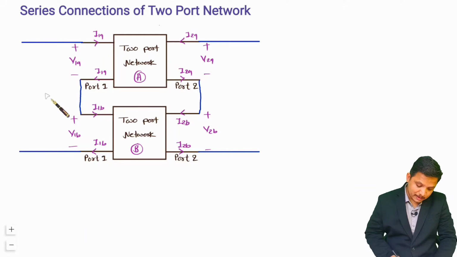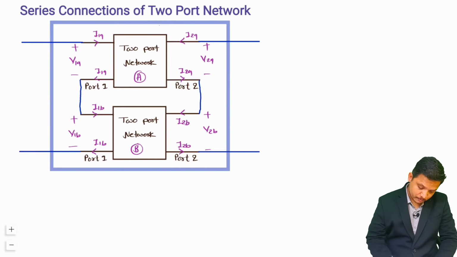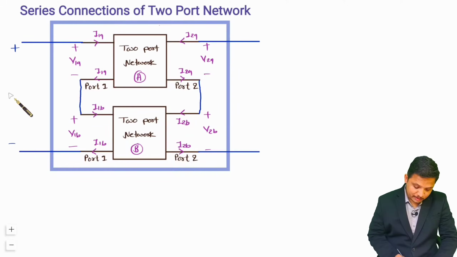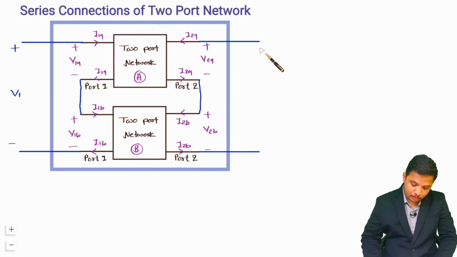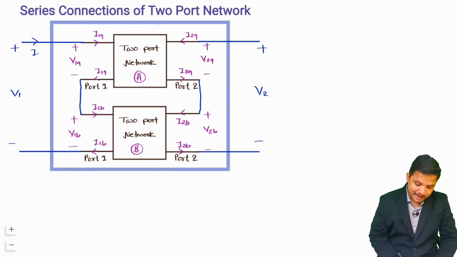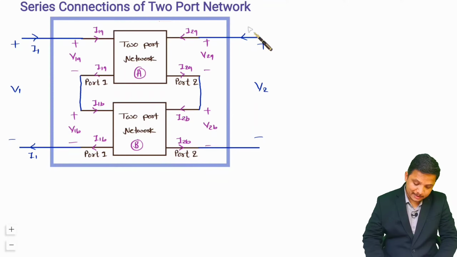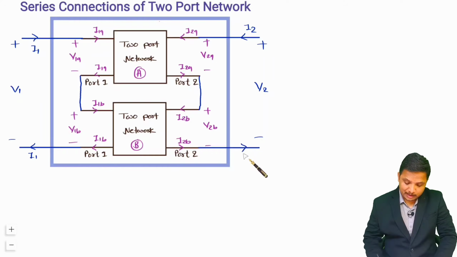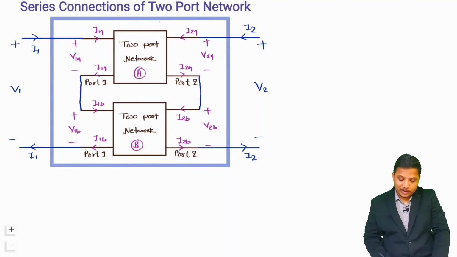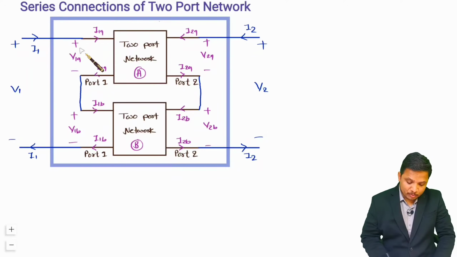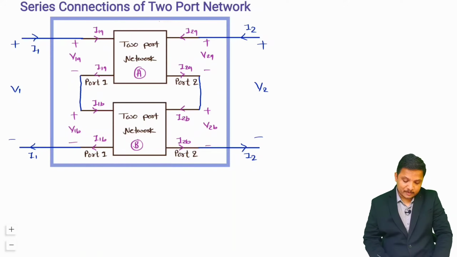So my dear students, this is the equivalent two-port network of the series combination, in which this is my port 1 which has voltage V1, and this is my port 2 which has voltage V2. At port 1, current going inside is I1, and current coming out is I1. And at port 2, current going inside is I2, and current coming out is I2. That is how we can have the equivalent two-port network of series connection, right?